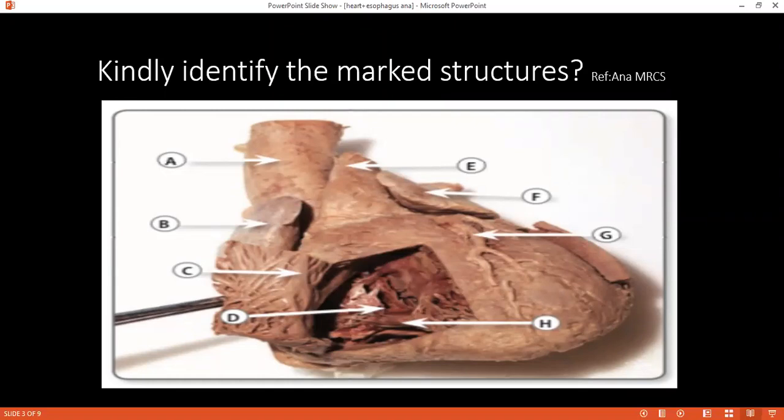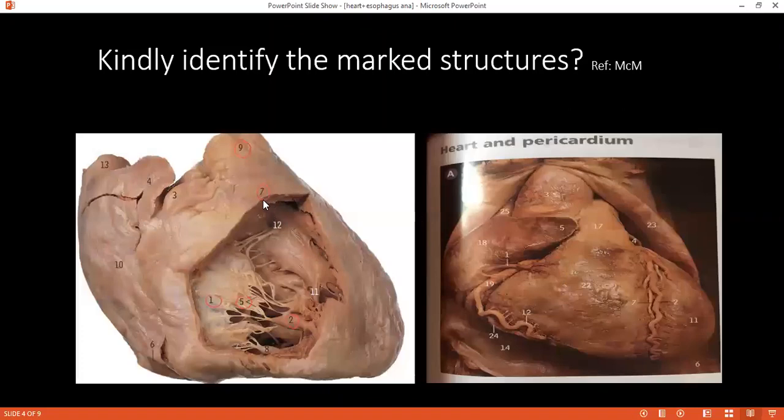Can you also please tell me if you can identify these structures? 7, please. 7 is infundibulum of pulmonary trunk. 9 is pulmonary trunk. What is 1, please? It's a cusp of tricuspid valve. And 5, please? Chordae tendineae. How many papillary muscles are there which are attached to?